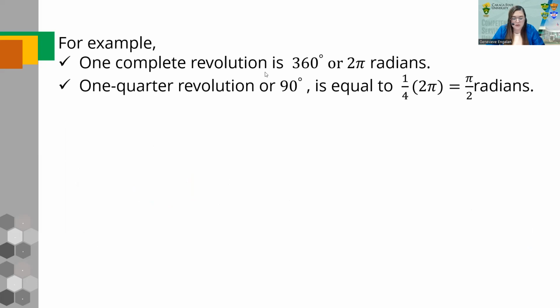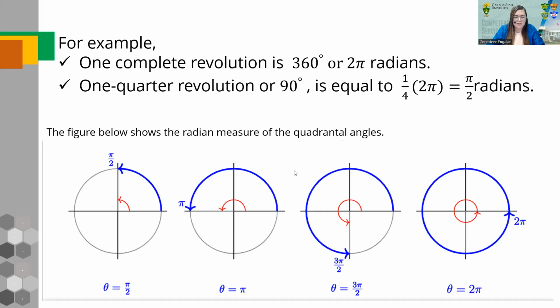Okay, so for example, one complete revolution is 360 degrees. So in radians, that is 2 pi radians. Ang 1/4 revolution or 90 degrees is equal to 1/4 times 2 pi, so that is pi over 2 radians. So the figure below shows the radian measure of the quadrant angles. Di ba pi man na siya no? Diri padulong didto, that is 3 pi over 2, kay pi over 2 plus pi, that is 3 pi over 2. I-add pagid nimo ang pi over 2, that's 2 pi.